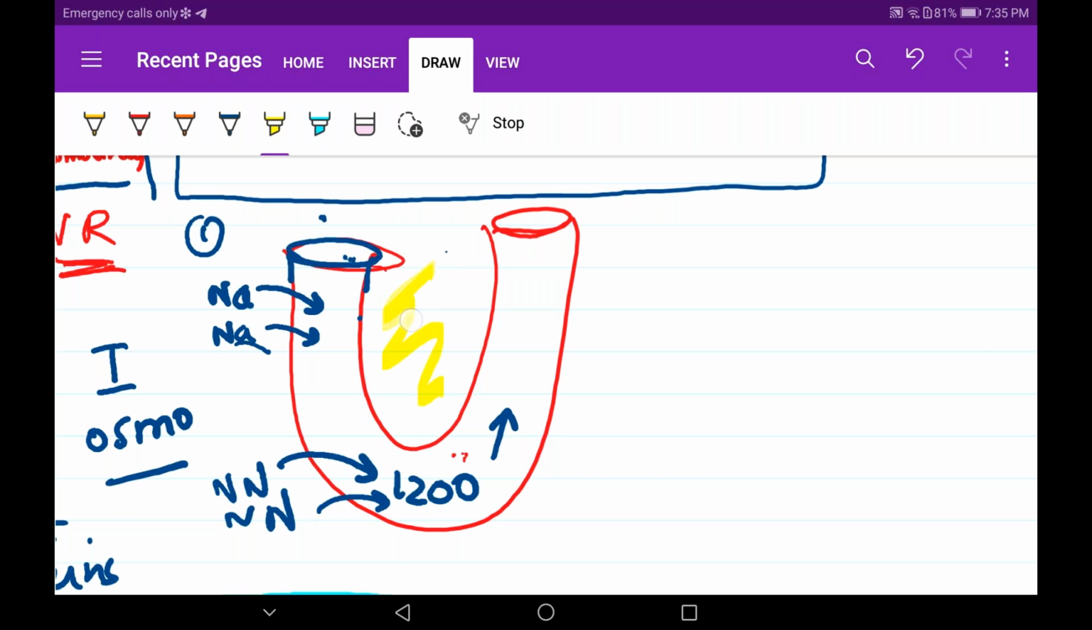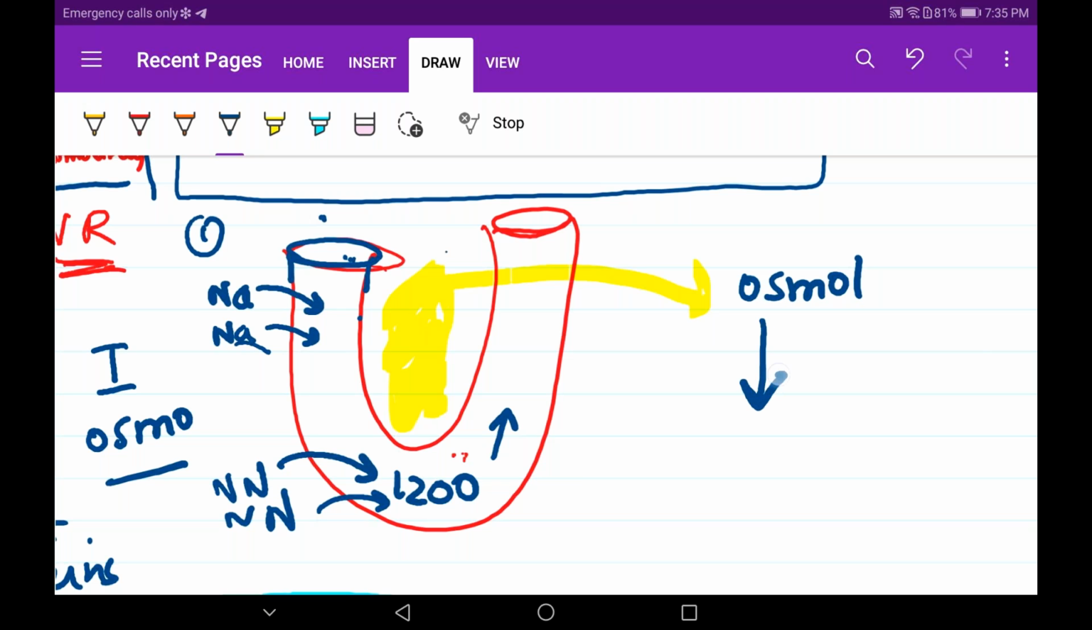What I'm telling you, this yellow aspect: since the solutes are getting absorbed into the vasa recta, what will happen in this interstitium? I'm asking you guys. Tell me what will happen once the solutes are lost from the interstitium. Osmolarity, what will happen? It will decrease, right? In the vasa recta, solutes are increasing because of more absorption. But in the interstitium, osmolarity is decreasing. Why? Solutes are lost into the vasa recta up till this mid part. You have understood, right?